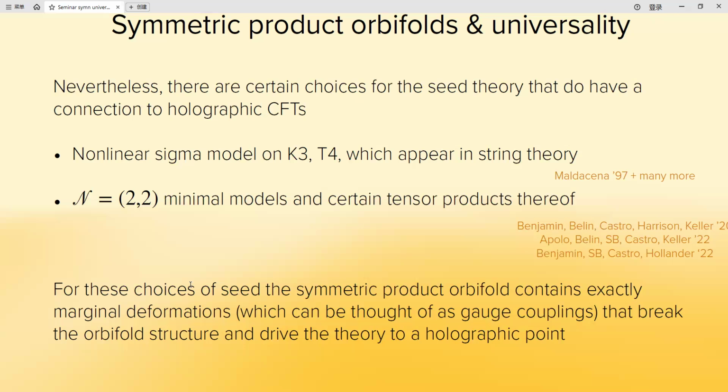So that tells you you need supersymmetry. And the fact that it has to be in the twisted sector puts a bound on the central charge of the seed theory. It has to be less than or equal to 6. So that already constrains you a lot.